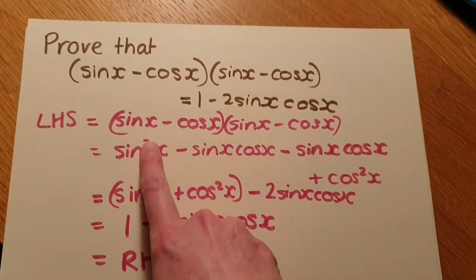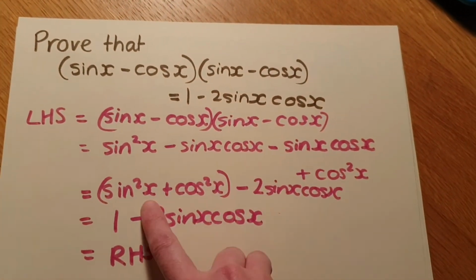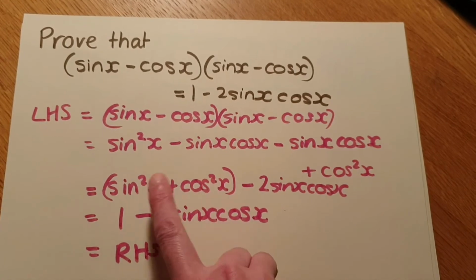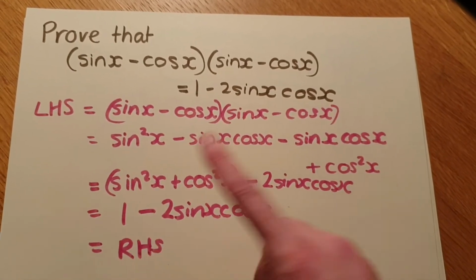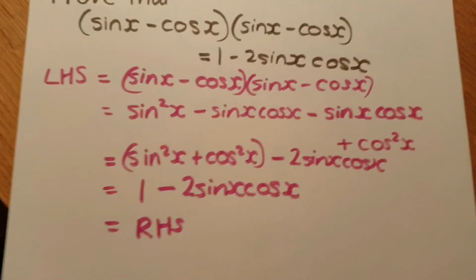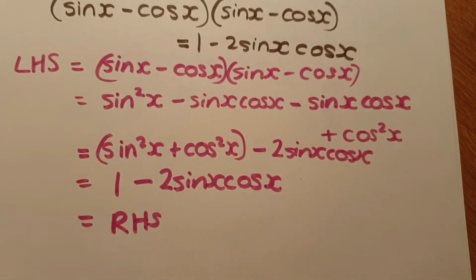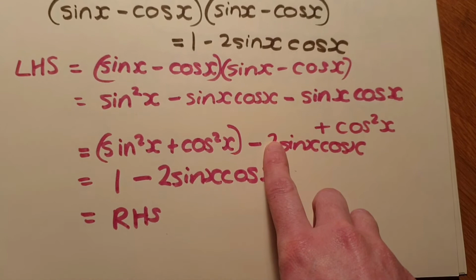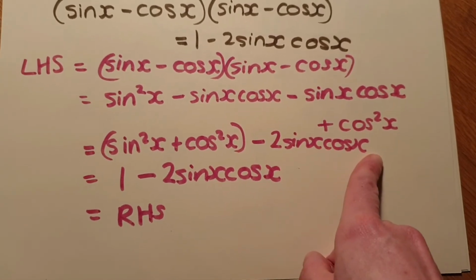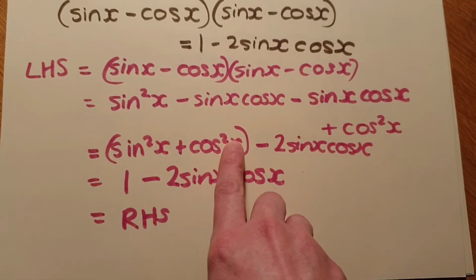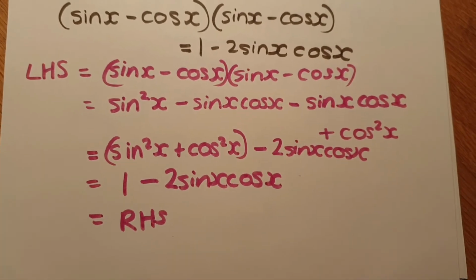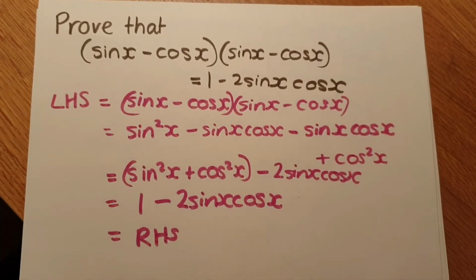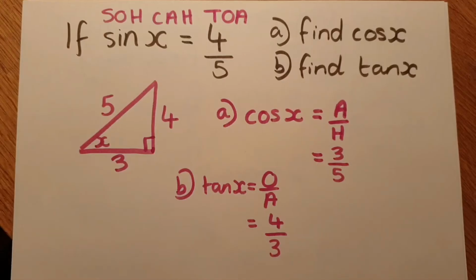And then on my next line, I've written the sine squared x and the cos squared x together. The only reason I've put it in a bracket is to remind me that I'm going to replace that with the number 1 from the trig identity that we've learnt just a few minutes ago. And there's 2 of these, so that's where the minus 2 sine x cos x comes from. And then if we make that a 1, we'll end up with the right hand side. And that's how we do that one.